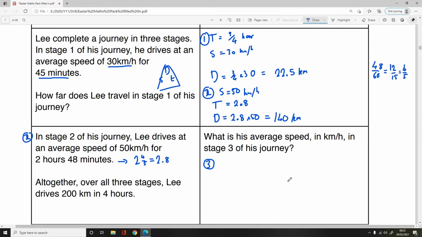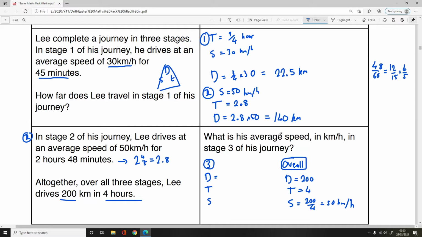To do that, we're going to need to use the overall information. So overall, what's his overall distance? His overall distance is 200, we're told that here. His overall time is 4 hours, we're told that here. So we can get an overall speed of 200 over 4, 50 kilometers per hour. Okay, that's less useful than I thought it was going to be. So what do we need to do for stage 3? Well, which bits do we know? Do we know distance or time or speed? So yes, we can work out those things.